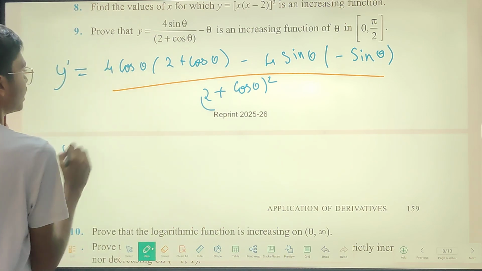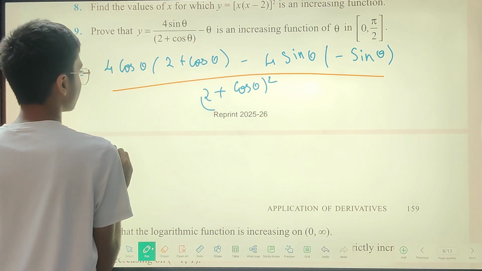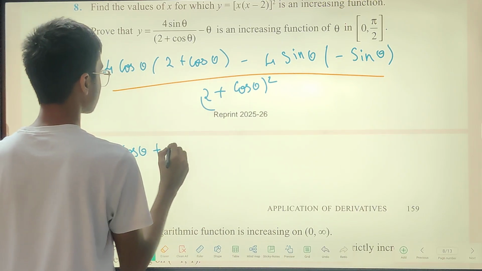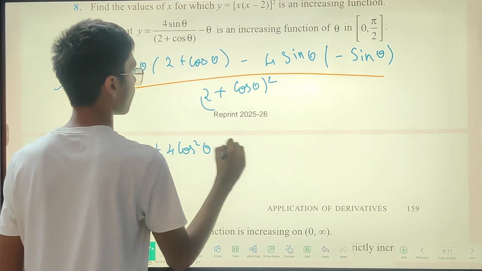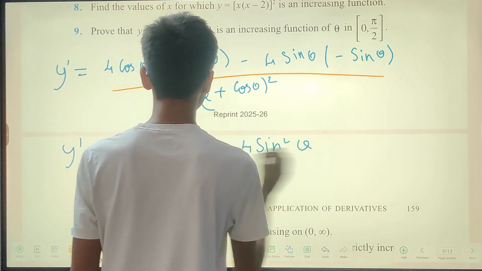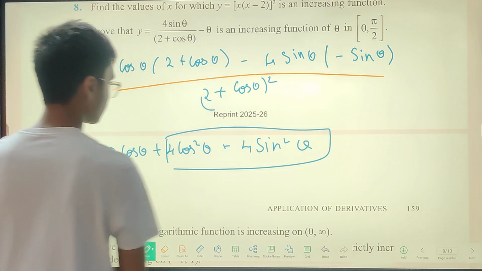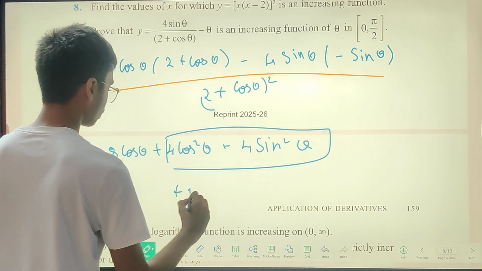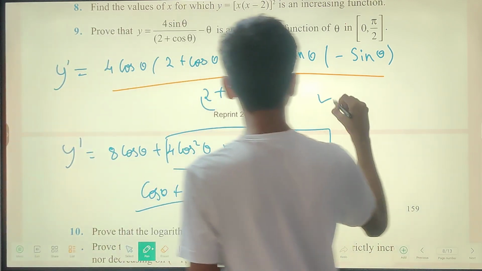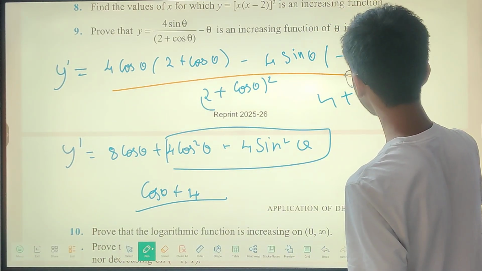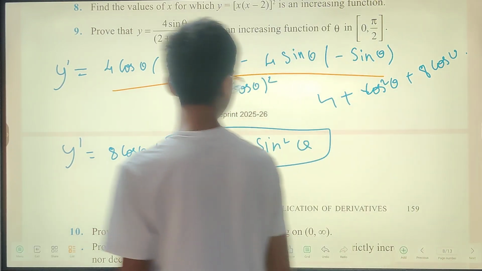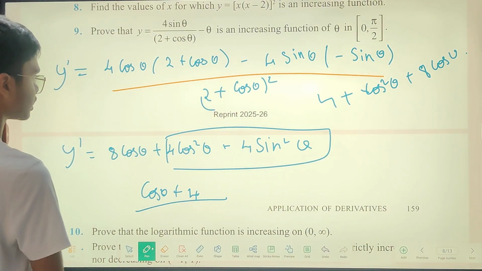So y dash is equal to 8 cos theta plus 4 cos square theta, minus and minus will become plus, it will become 4 sin square theta. When you take this entirely it will become 4. So it will be 4 cos theta plus 4, divided by 2 plus cos theta the whole square. Okay, wait a second.